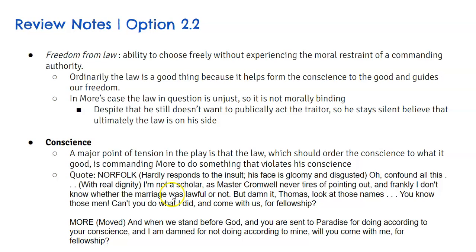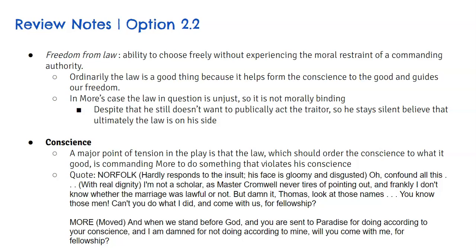And so what Thomas More is saying here is, if Norfolk truly believes that he did the right thing, then he'll go to heaven for signing the act. But Thomas More knows the act is wrong. So if he signs it, he would go to hell. And so Moore is saying, no, I can't, I'm not going to violate my conscience. And again, it's really important for Moore he's not just being stubborn.